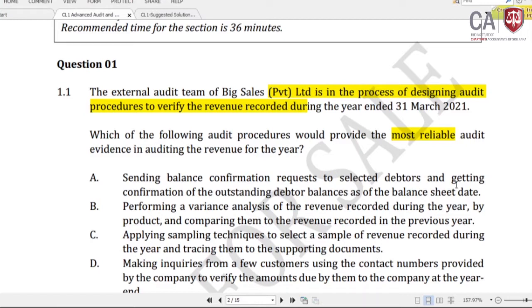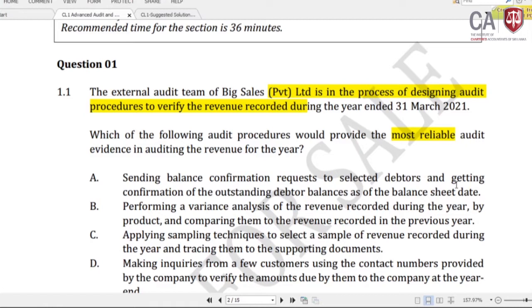Answer B, performing a variance analysis of the revenue recorded during the year by product and comparing it to the revenue recorded in the previous year. So answer A is a completely wrong answer. We are on question number 1.1, auditing revenue. You have four answers, A, B, C, D. A is completely wrong, but B is an audit procedure that can be done for revenue, because in performing analytical review procedures you compare the revenue, so that is a correct answer.